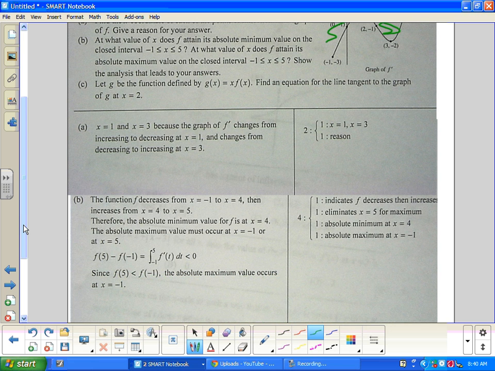It would make a difference, but this is where it's set. So they call the maximum value at negative 1. They call the minimum value at 4. And you eliminate. But how do you know the value at 4 is more minimum than 5?